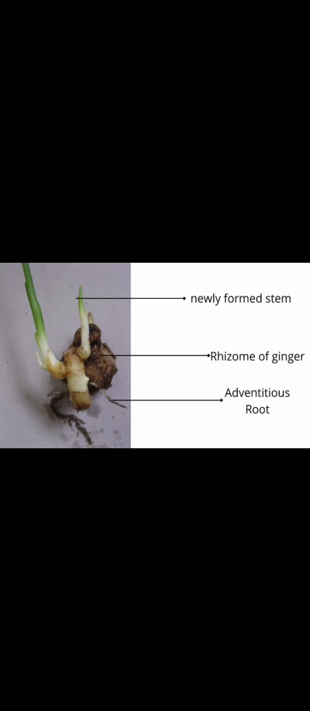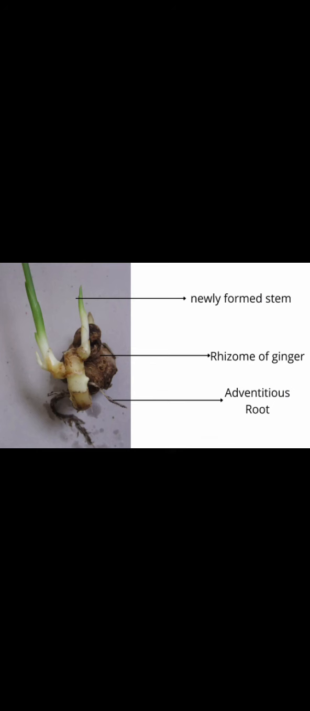Okay, and the method of propagation of ginger rhizome is the rhizome itself. So they cut the rhizome into small lengths and plant, and then it grows because of the presence of terminal buds.